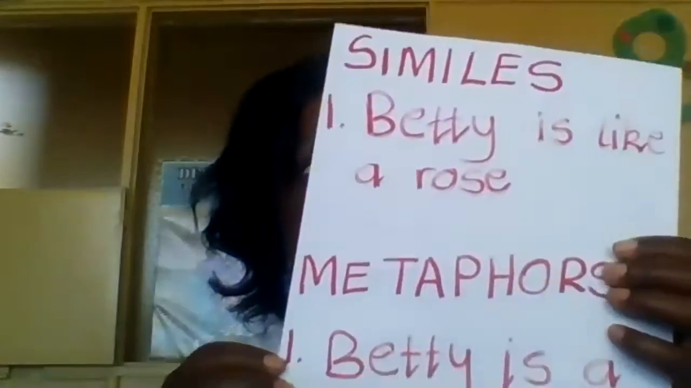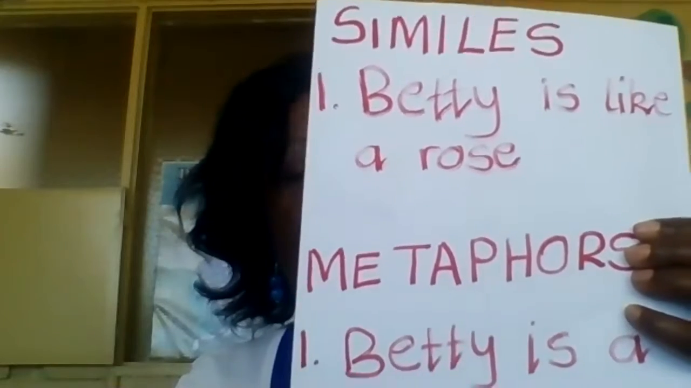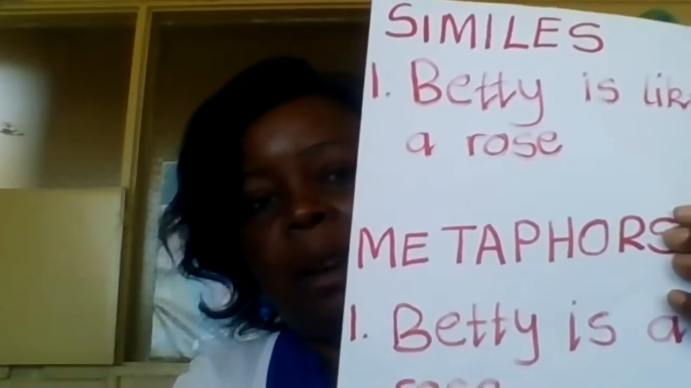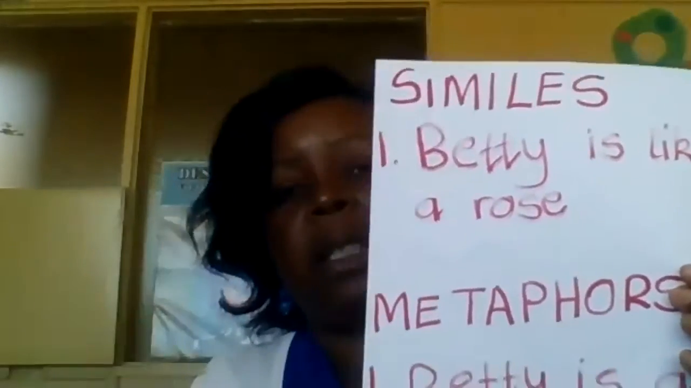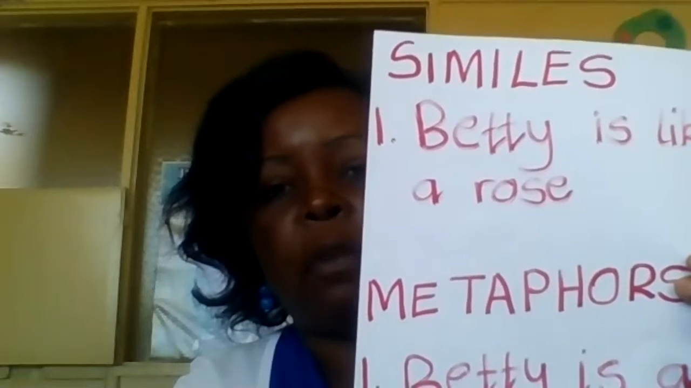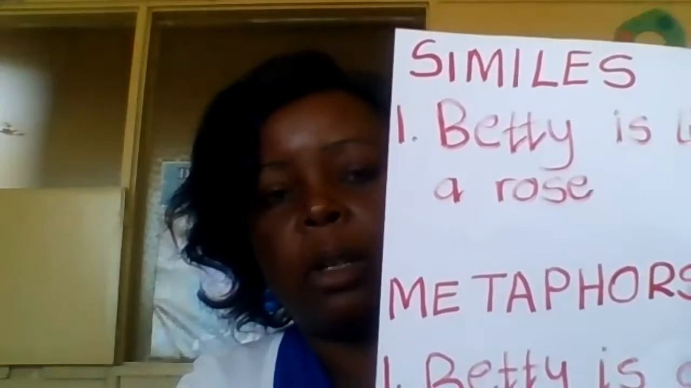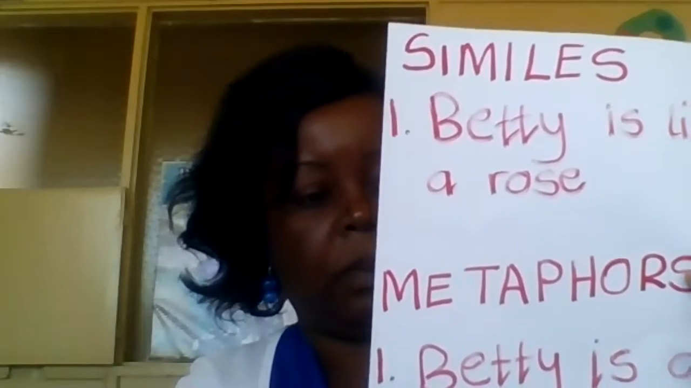We also have got metaphors. Metaphors, the spelling is like this: M-E-T-A-P-H-O-R-S. Metaphors are almost the same as similes above them. The difference is that metaphors describe something directly with what we are comparing it to.